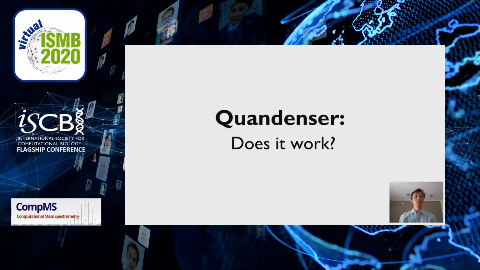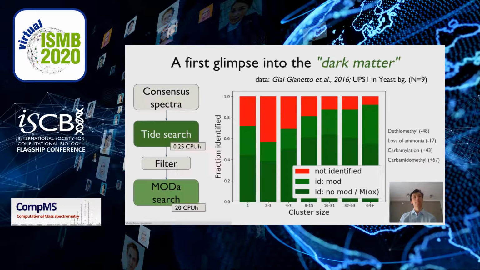So this is all nice, but of course we want to see if this idea actually works in practice. And for this, we took a look at an engineered dataset of UPS spiked into a yeast background. So as mentioned before, we get our consensus spectra. We search this with a regular database search engine, in this case TIDES, which is a variant of Sequest. We filter out the unidentified spectra and then run an open modification search on this, in this case ModA.